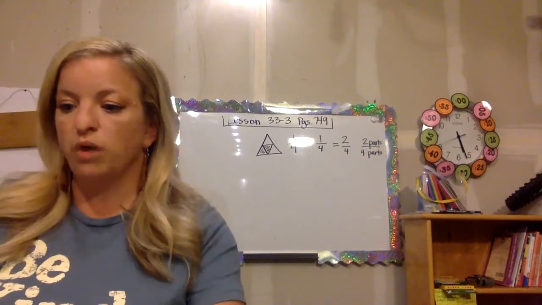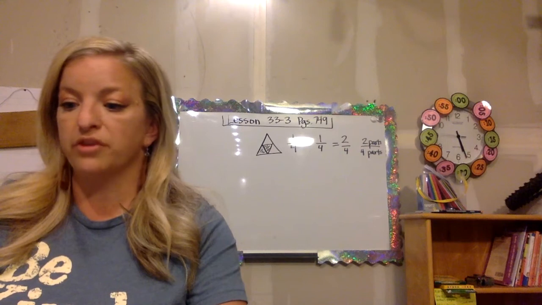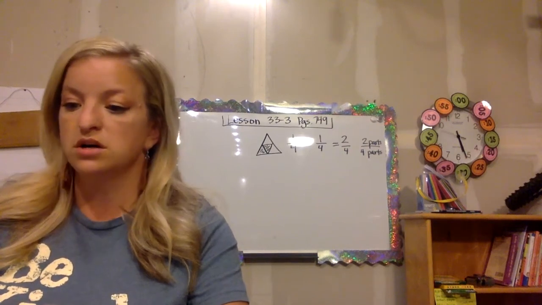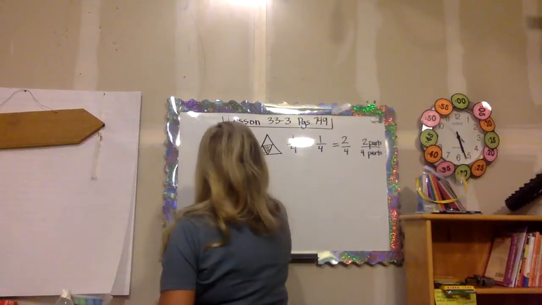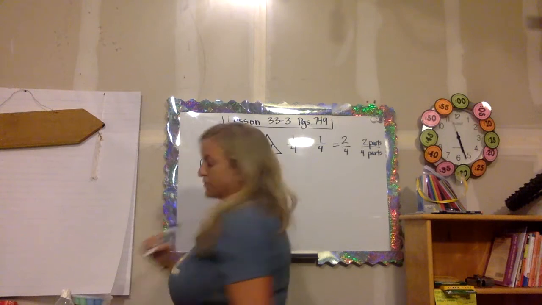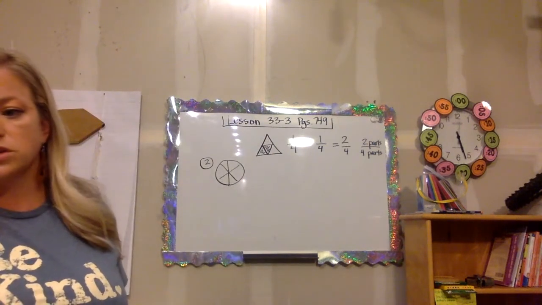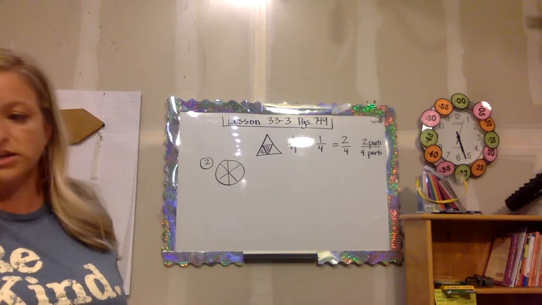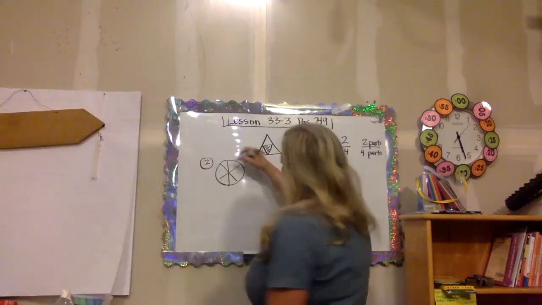Number 2, shade 1/3 of the circle below. How many same-sized parts cover 1/3 of the circle? Show your work. So I'm going to do the same thing, but I'm going to do it with a circle. Okay, there's my circle. I'm going to shade in 1/3 of the circle.